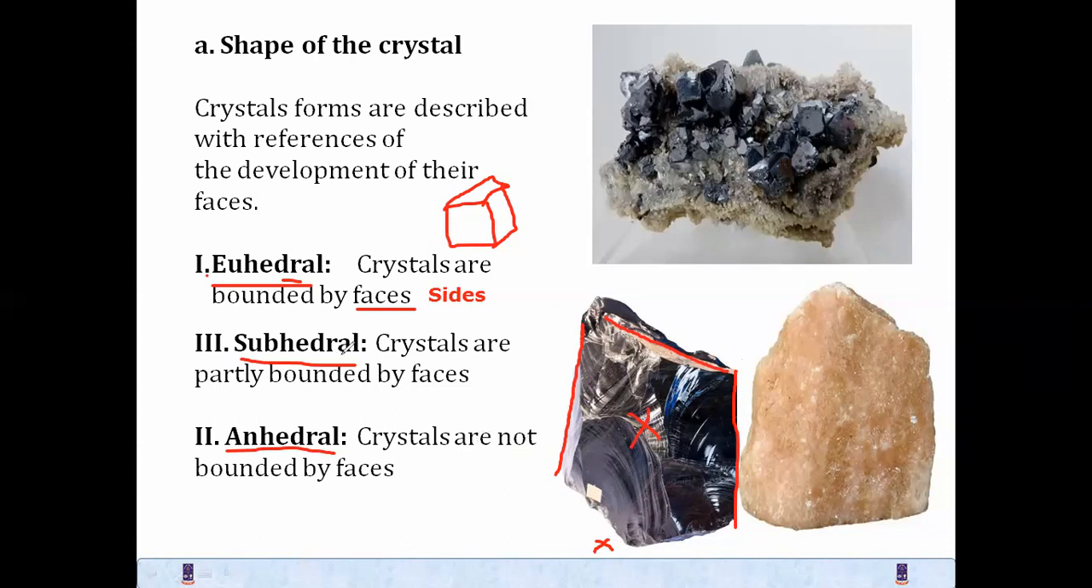Okay, and unhedral means crystals are not bounded by faces. Means such a type of crystals की ज्याच्यामध्ये तुम्हाला काय बघायला मिळतं की सगळ्या साइड्स त्या क्रिस्टल मधल्या कशा असतात, इरेग्युलर असतात, रफ असतात. No single side is a plane side or smooth side, all sides are rough sides. So such a type of crystals are considered as an unhedral crystal or anhedral texture.